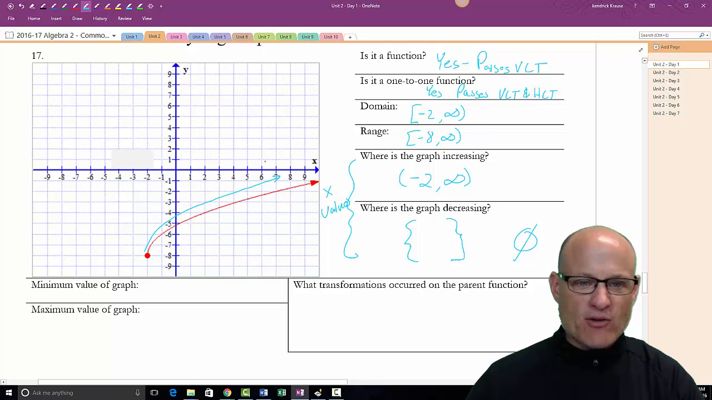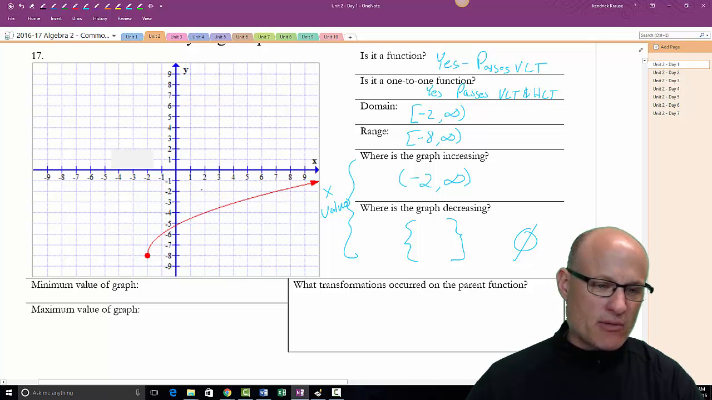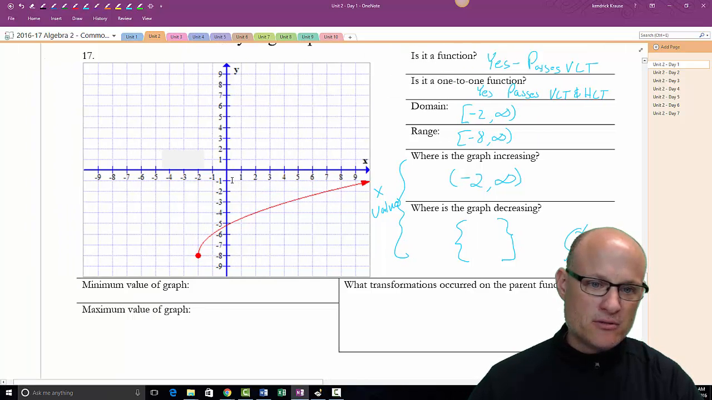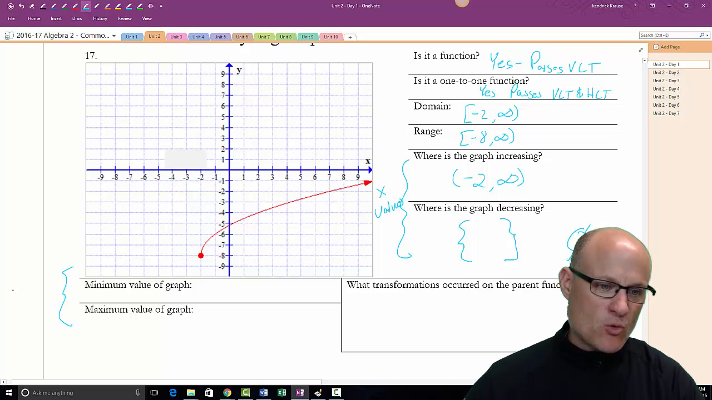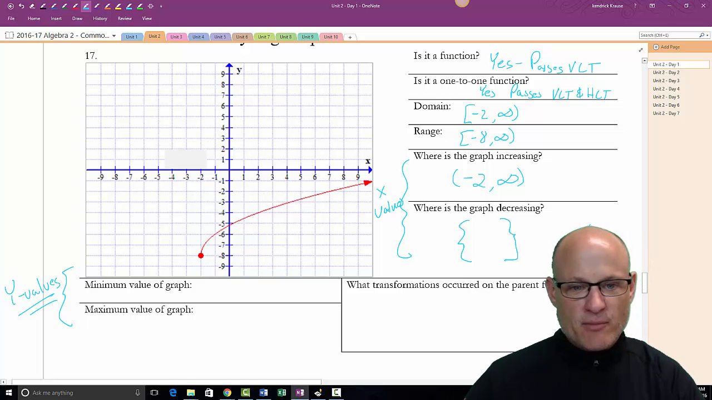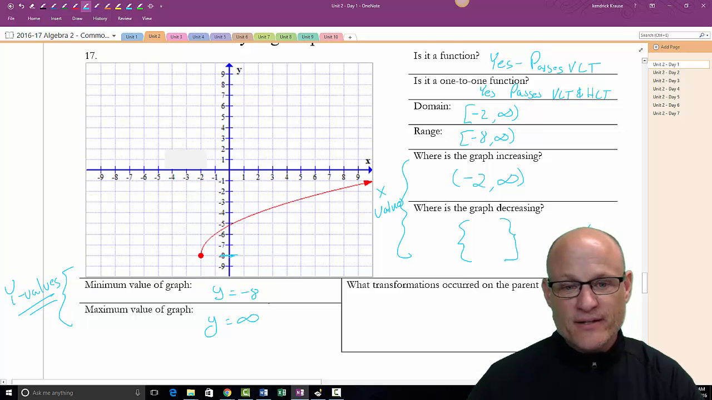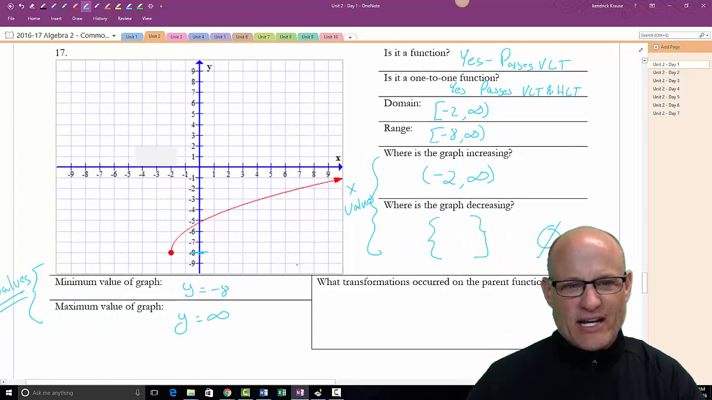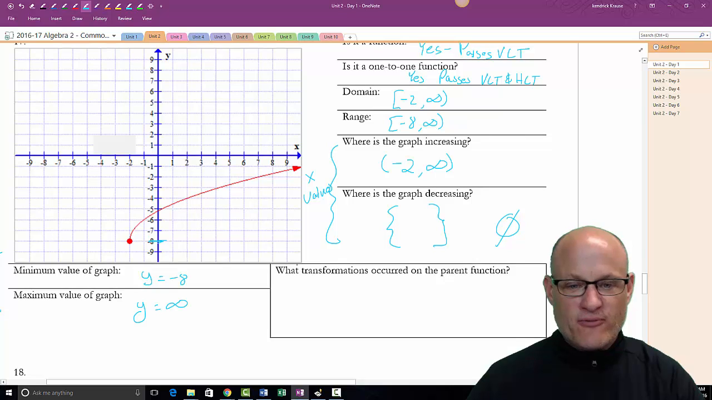It really drives home the point that it's empty. What is the minimum value of the graph? Now, when we're talking about minimum and maximum, we're talking about y values. Minimum and maximum are going to be the y values. So the minimum y value is -8, so y equals -8. The maximum y value is infinity. You really can't ever equal infinity, so the maximum value is infinity.